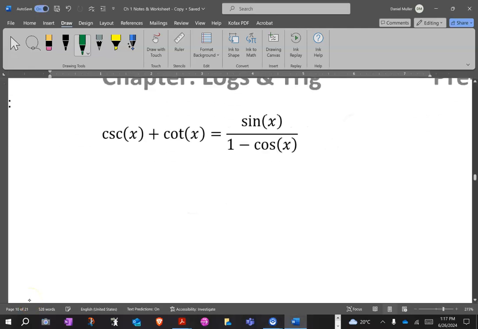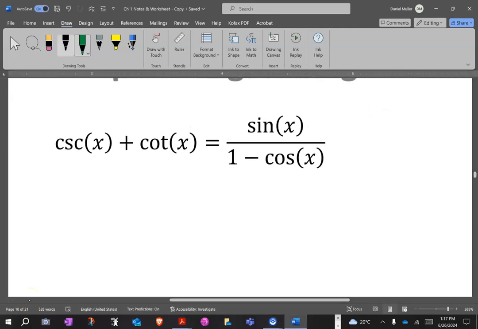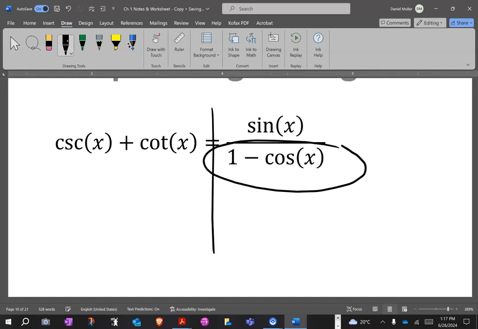Okay, so now we have this one. I'm going to choose the side with the fraction. It seems slightly more complicated. And because the fraction is not adding, we're not adding two fractions, we're going to need a common denominator. I do notice that the bottom has an addition and subtraction, which usually is a hint for a conjugate.